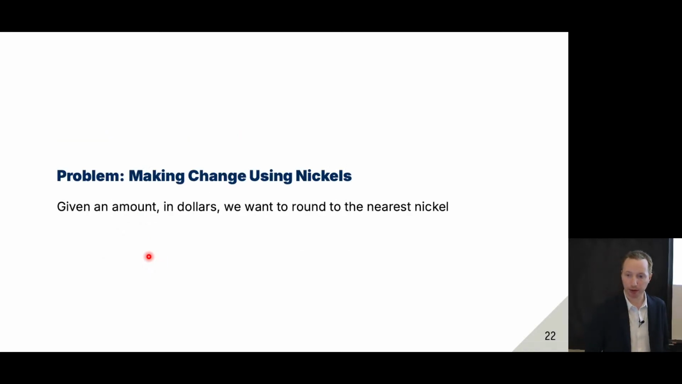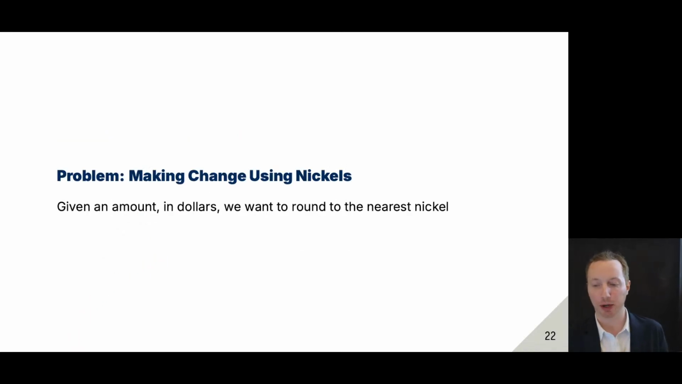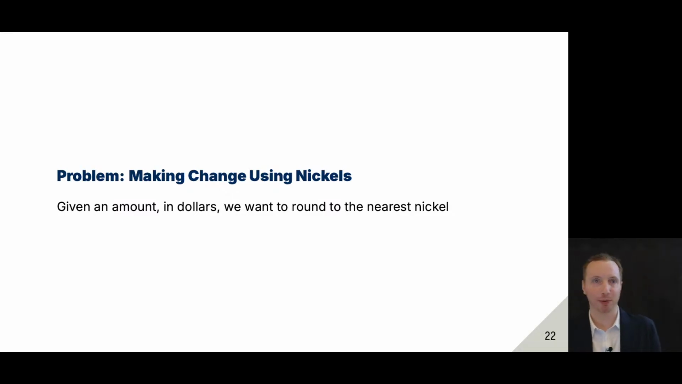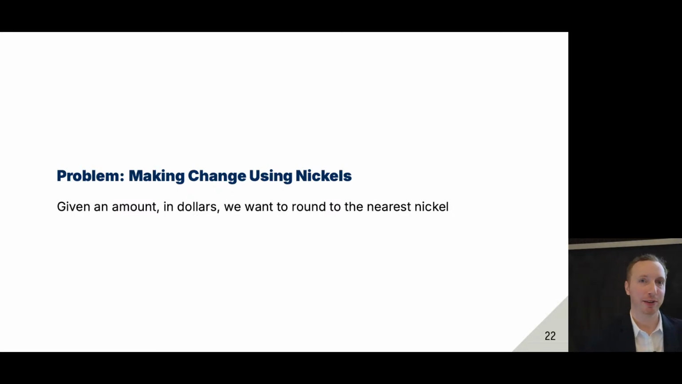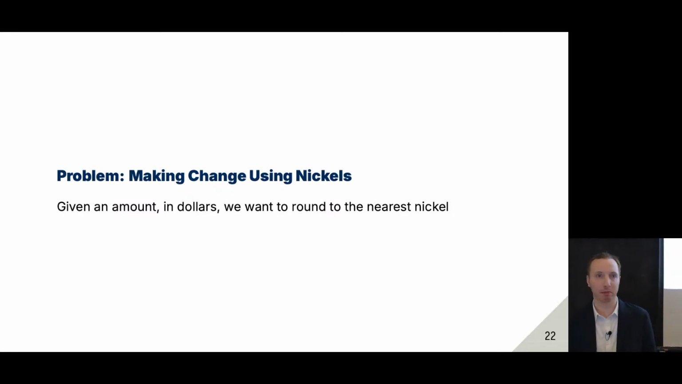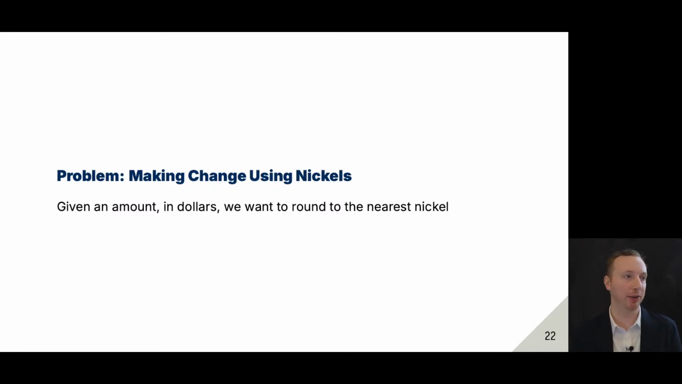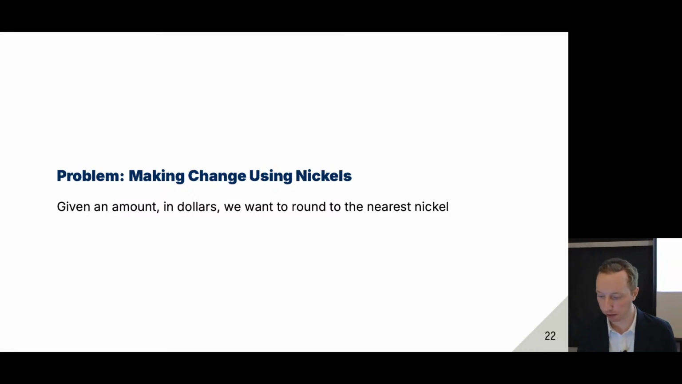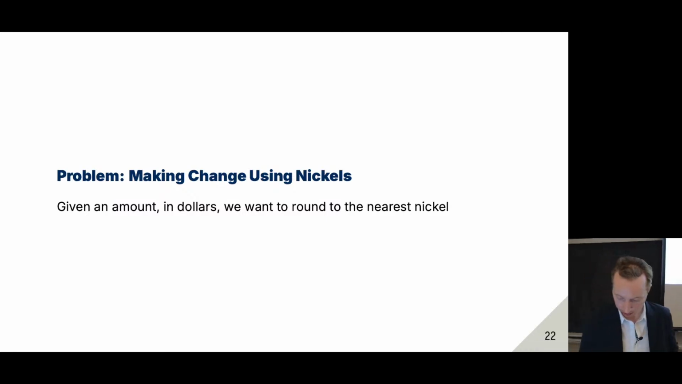All right, so we can do a little bit of a problem now. We can make some change using nickels. So first, an actual real problem. We eliminated the penny. So you might get a total that is in dollars and cents, but if you need to make change, well, pennies don't exist anymore. You can only actually give back nickels. So you have to round to the nearest nickel. So we can actually write a program for that.